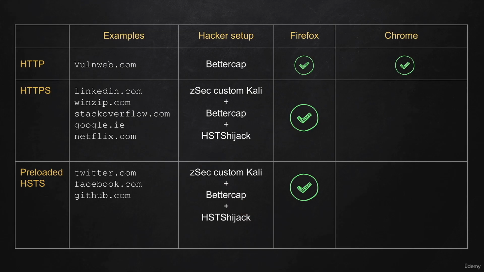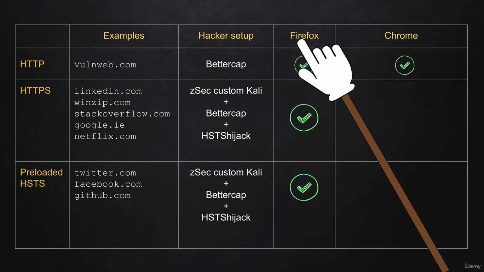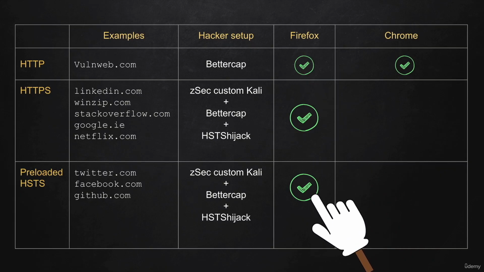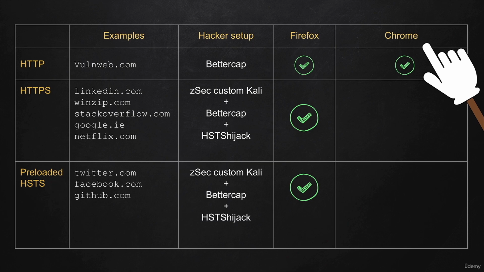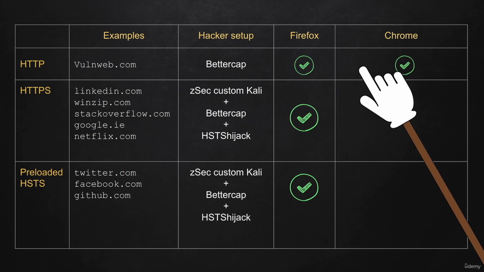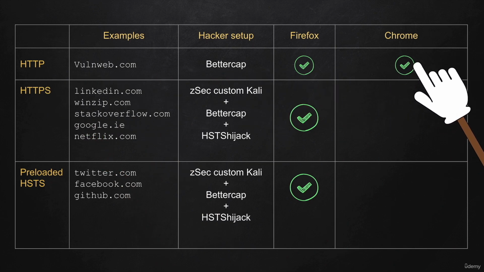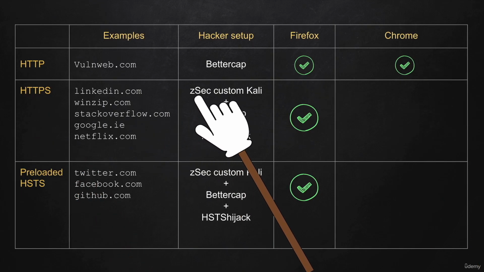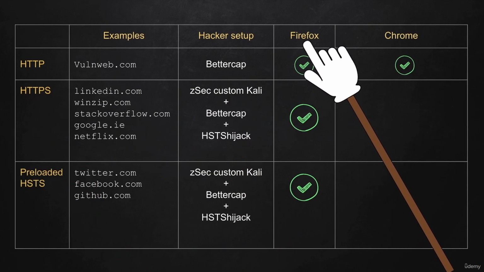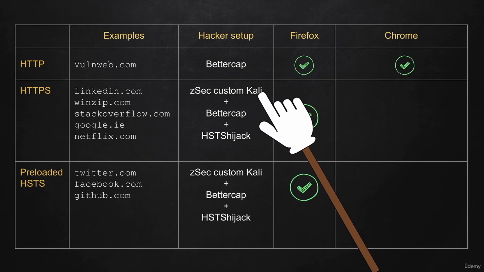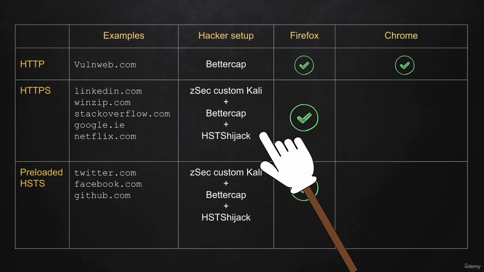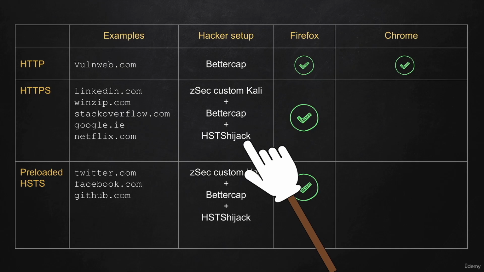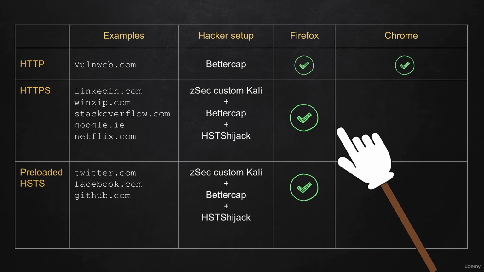Now, in the next lecture, we'll have a quick recap for Chrome, because Chrome is slightly different and could be slightly trickier. So that's Firefox covered. Let's go ahead and take a look at Chrome. Now, again, for HTTP, as we mentioned, everything works as expected. It's a very simple scenario. For HTTPS, you still want to use the same configuration as Firefox. So we're going to use the custom Kali, which comes with the latest bettercap and a custom HSTS hijack caplet. Everything will work as expected in this case.